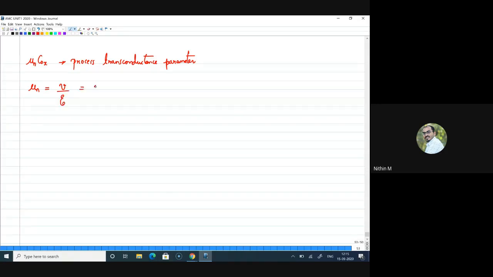Yes. When you apply an electric field, electrons will move, right? So the velocity of the electrons and the electric field are proportional, and that constant is your mu n. So it is velocity by electric field. What is the unit of velocity? It is meters per second, and electric field is volts per meter. That means mu n has a unit of meter square per volt second.